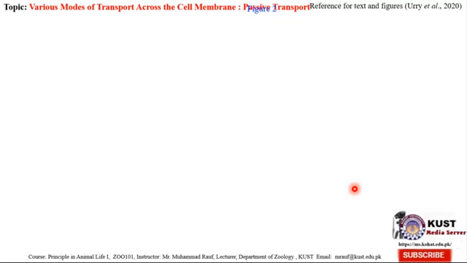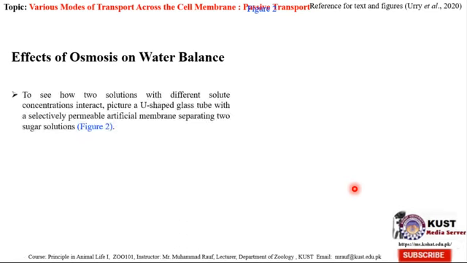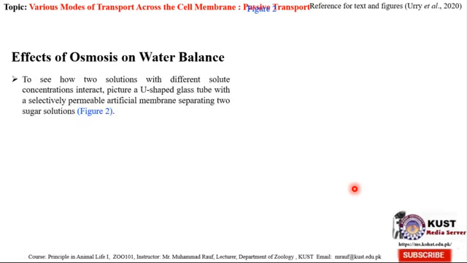Now we will discuss osmosis. So, the effect of osmosis on water balance. What is osmosis? Osmosis is the movement of water molecules from an area of lower solute concentration towards an area of higher solute concentration. Remember, when you are talking about osmosis, you have to consider two things: first, the concentration of the solute, and then the water molecules.